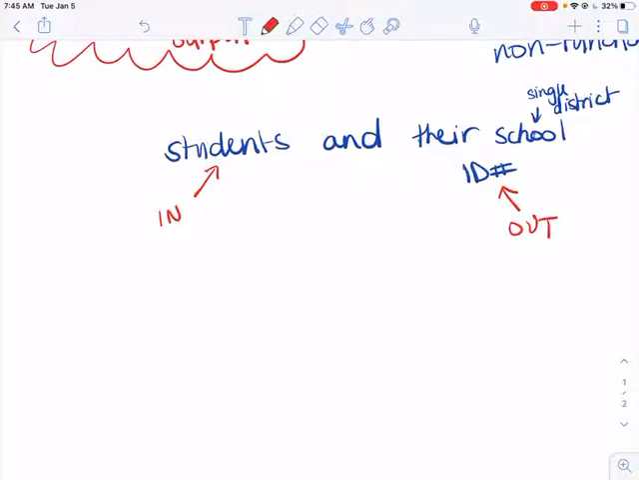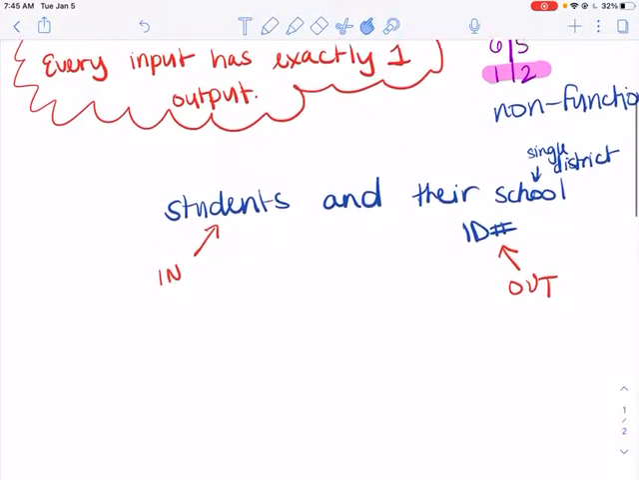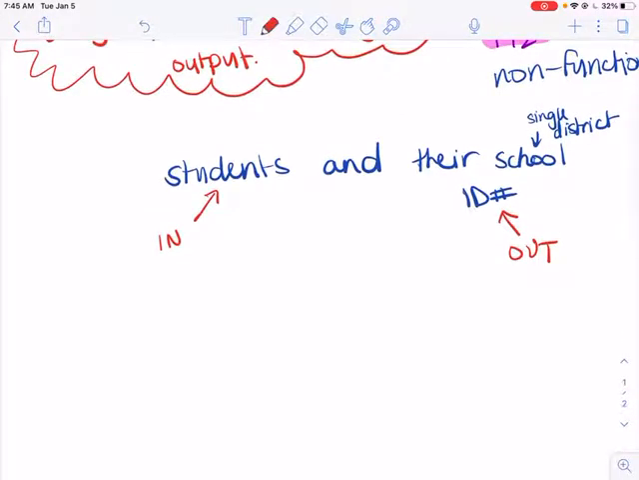So each student has one ID number. Does every input have exactly one output? Yes. So we're going to say, yep, this is a function.